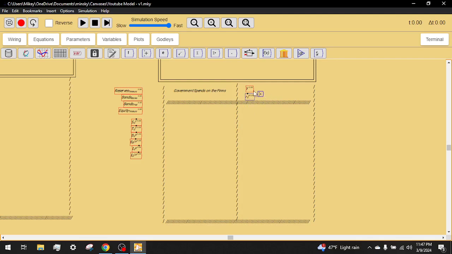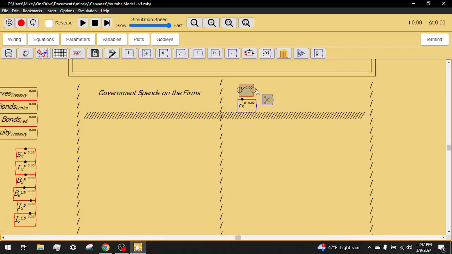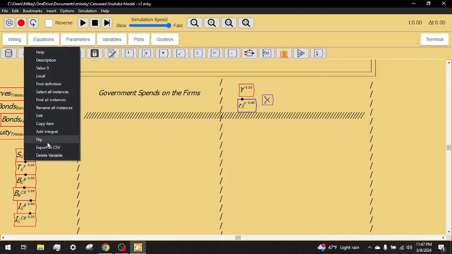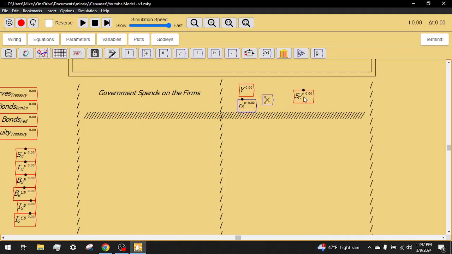Multiply these two together, and that product is going to be equal to the spending that the government does on the firms. So bring these over, bump them up a little bit, wire them together. So we have the GDP times the rate of spending, which is some fraction of GDP, and that's going to be the government spending.